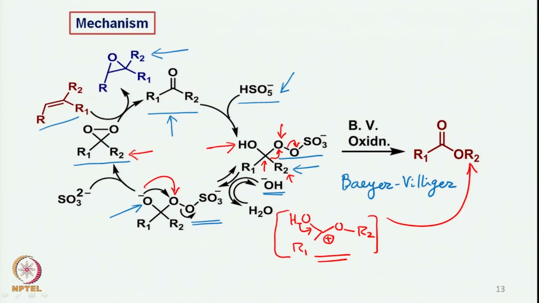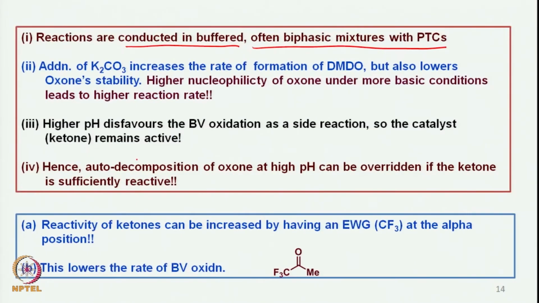So this can be increased by the addition of potassium carbonate or by increasing the basic medium. But under the basic medium, the oxone stability is somewhat less. Obviously it is very clear that the oxone's nucleophilicity is high because of the deprotonation under basic conditions, and that leads to a higher reaction rate also. But at the same time, higher pH disfavors the Baeyer-Villiger oxidation as the side reaction.